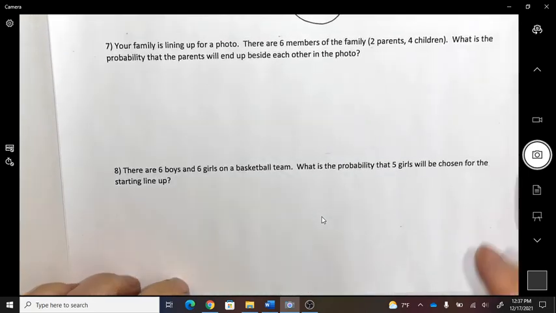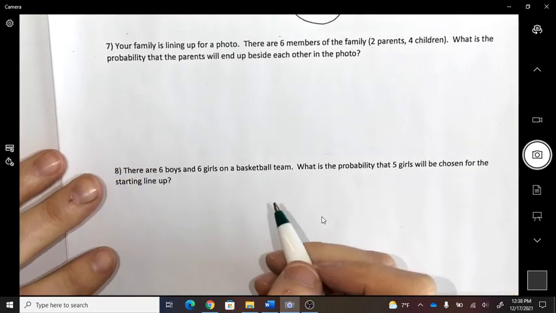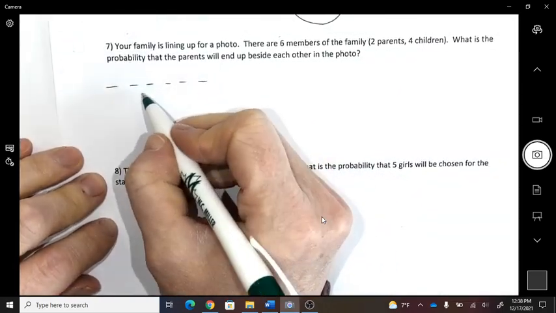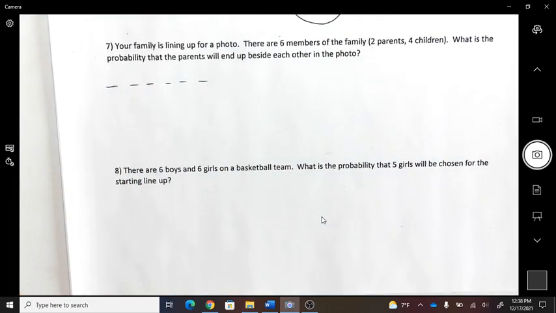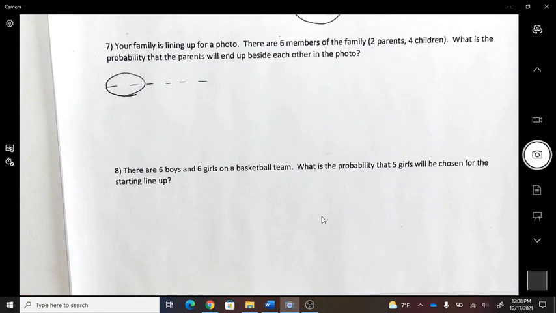Okay, your family's lining up for a photo. There's 6 members, 2 parents, 4 children. What's the probability that the parents will end up beside each other in the photo? Okay, so let's talk about the parents being beside each other. How many arrangements is this going to make? So if they are beside each other, what do you want to do in this? If they're beside each other, which kind of strategy is this one?